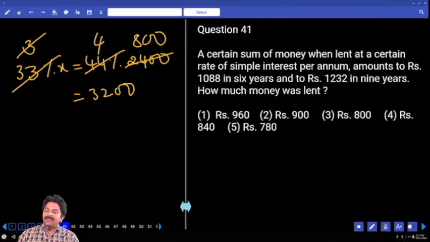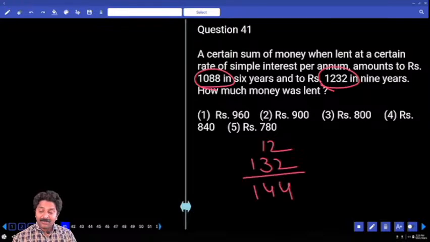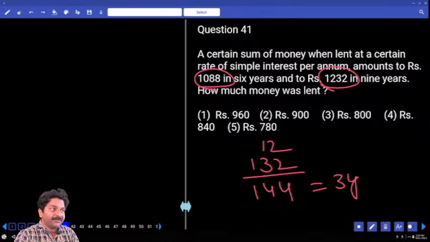A certain sum of money when lent at a certain rate of simple interest per annum amounts to 1,088 in 6 years and to 1,232 in 9 years. How much is the money lent? Right. 1,088 has principal and 6 years interest. What is the difference? 144. 144 is interest received for how many years? 3 years, because first one is for 6 years, the other is for 9 years. Difference is 3 years. So if for 3 years the interest is 144, for 6 years it is exactly double, which is 288 rupees.